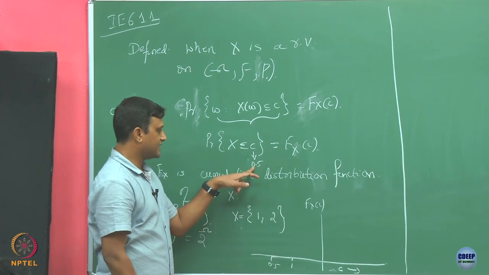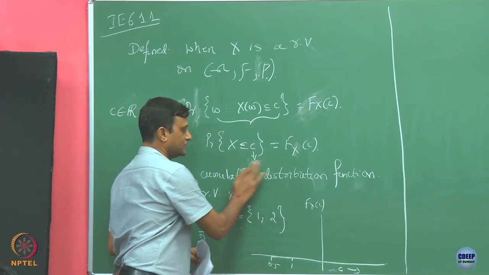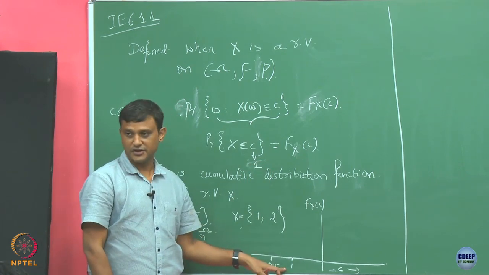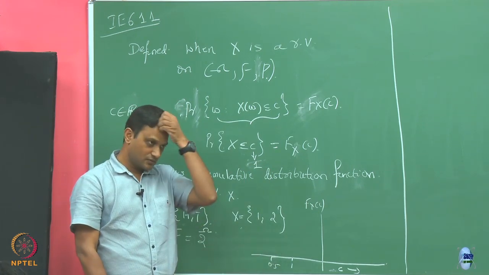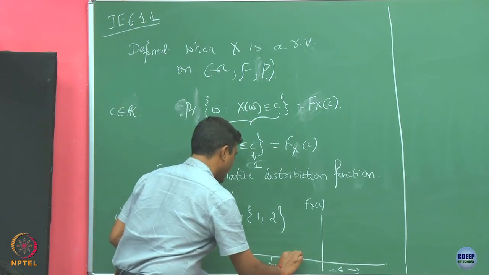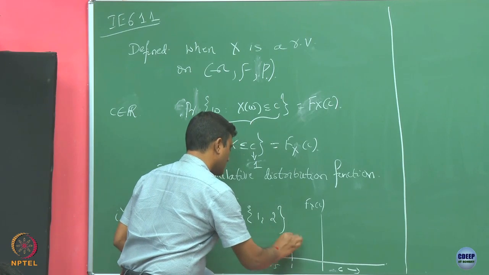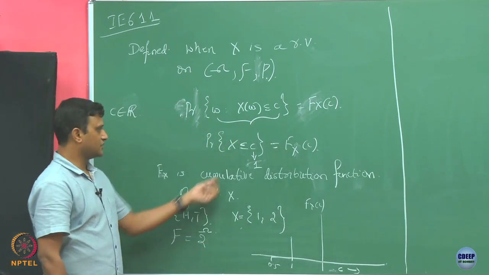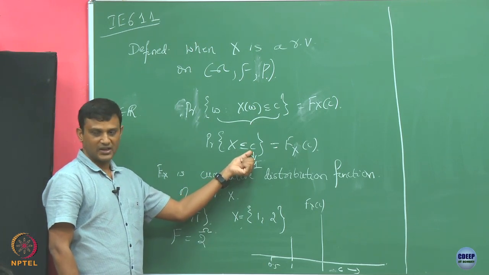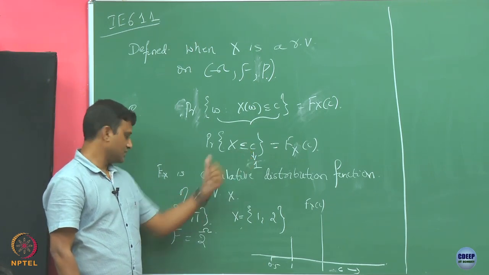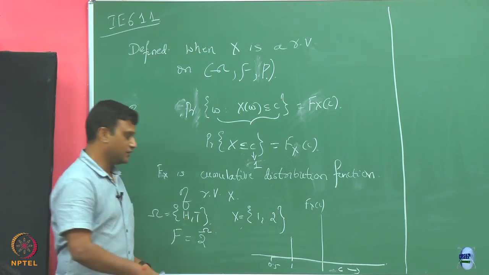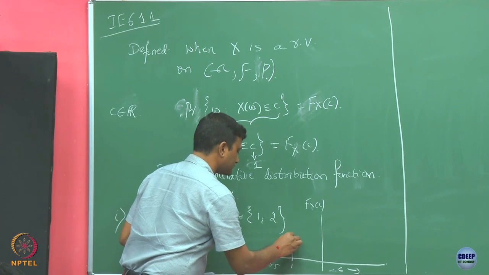Then let's say now I take this c to be 1. What is the value of F_X(1) going to be? 1/2. Why is that? Because if I am asking x less than or equal to 1, what I am asking is basically the probability that head occurs in this case, right? And that I know is going to be half.